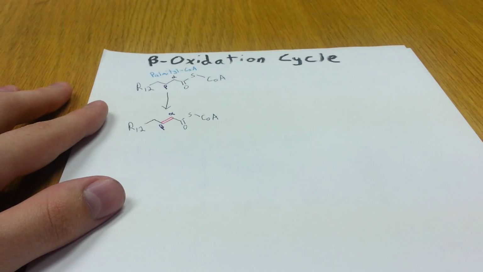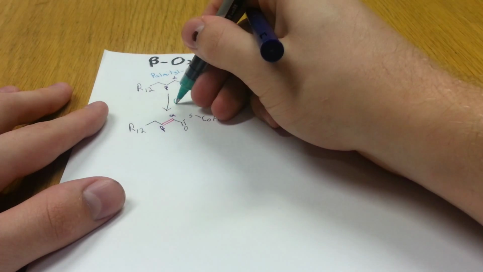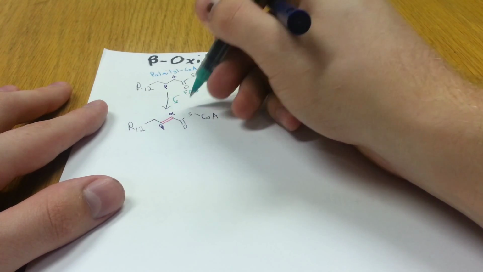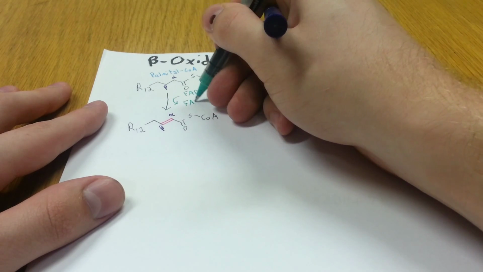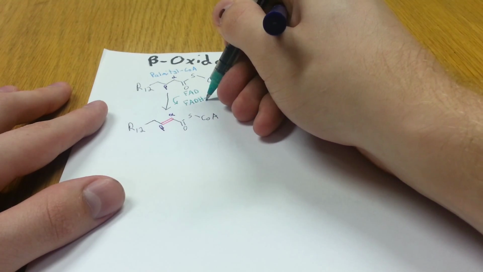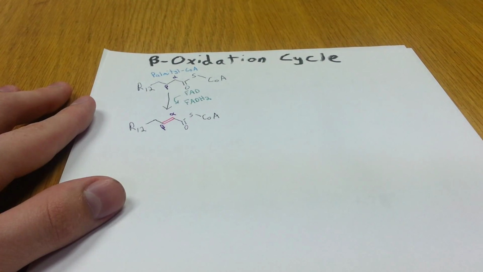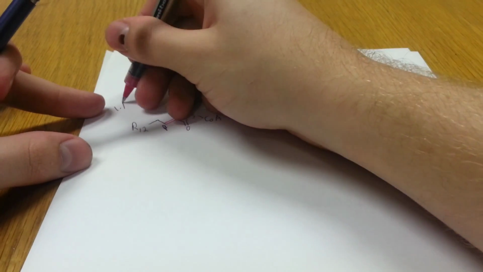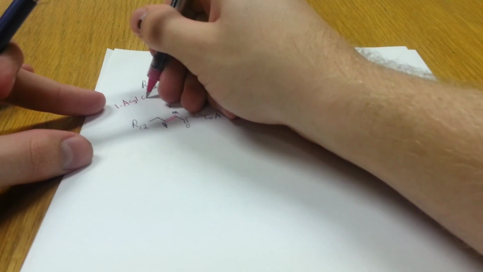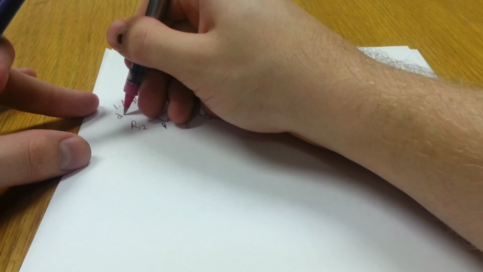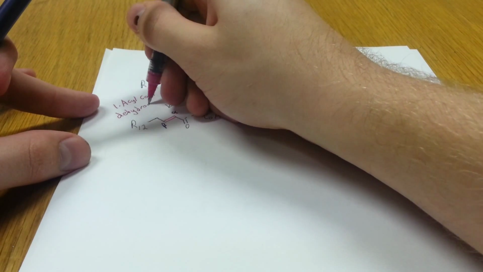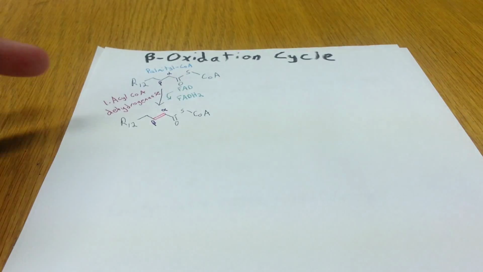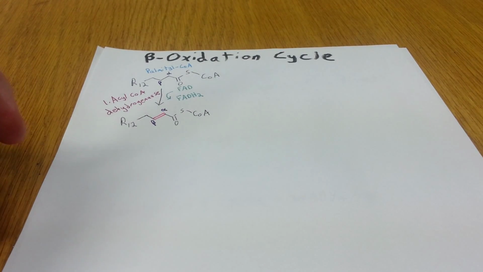and then I will write in, so it's being oxidized by FAD in this case, and this goes to FADH2, and then the enzyme that's doing this is just called acyl-CoA dehydrogenase. And all of these enzymes in the cycle are named after their substrates.